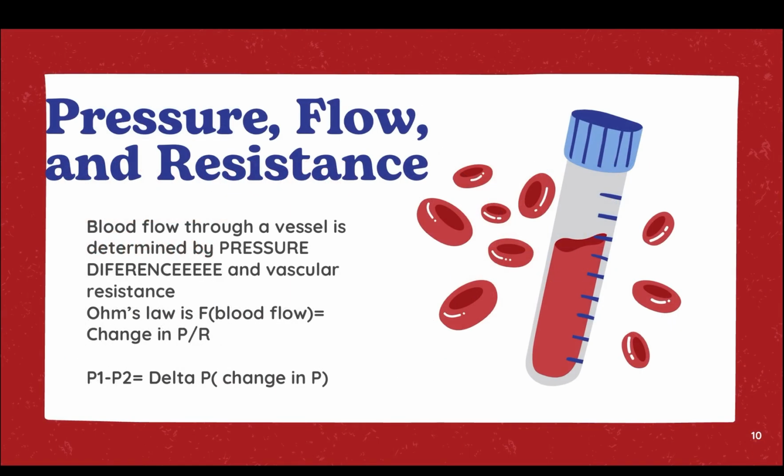Now, pressure, flow and resistance. Blood flow is determined by the pressure difference. It would be F, which is blood flow, equal to change in pressure divided by the resistance, the vascular resistance. This is Ohm's law. So blood flow is the change in pressure divided by the resistance.